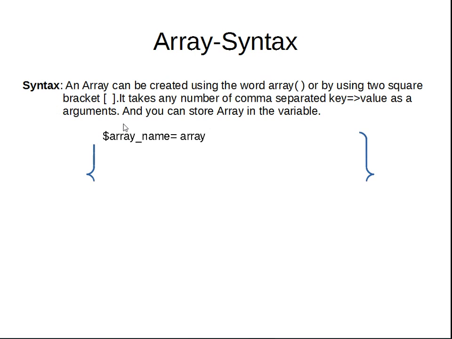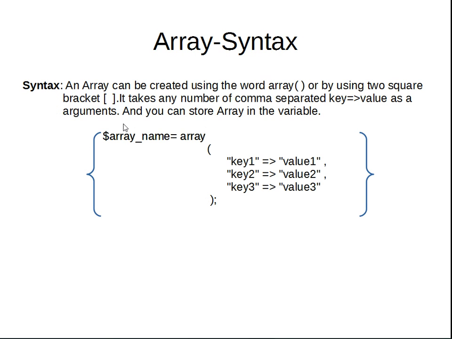So first we're going to look at how it looks with the array word. Array, opening bracket, closing bracket, semicolon, key 1 value 1, key 2 value 2, key 3 value 3, with commas between them. At the end you don't have to put a comma. If you want to put it, it is okay, but if you look, each pair is separated by a comma. That's very important. Don't make mistakes when you're starting something new. Remember this, each pair is separated by a comma.